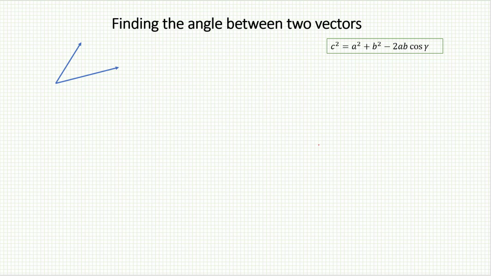Finding the angle between two vectors. So let's say I have vector A and I have vector B, and I would like to know the angle between the two vectors when they start at the same spot. Well, there is a formula for doing this.